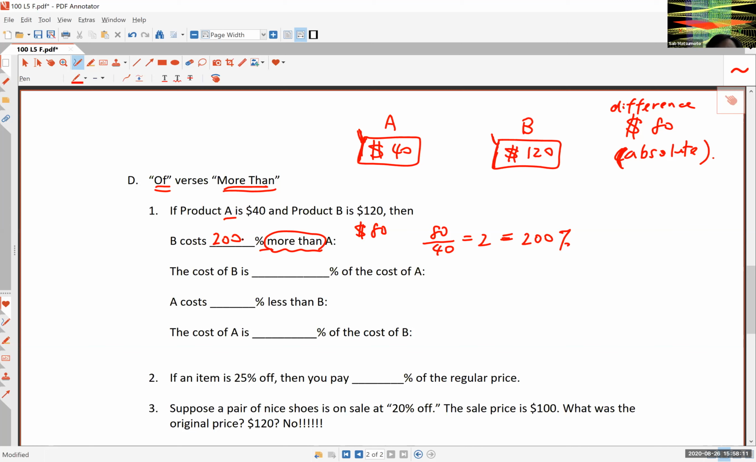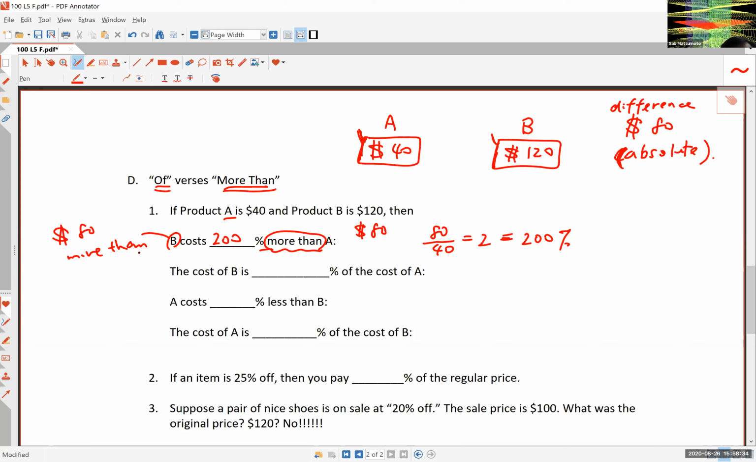See, B actually costs $80 more than A, right? But $80 happens to be exactly twice as much as the price of A. So that is 200% of the cost of A. And so therefore you can say B costs 200% more than A. Right? That is the correct statement.